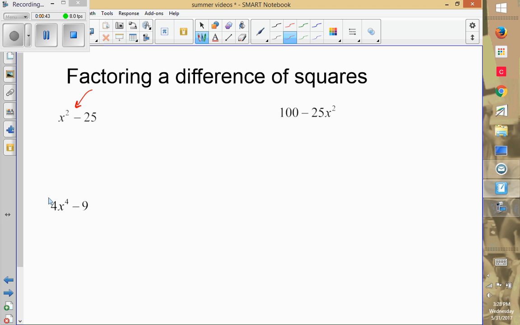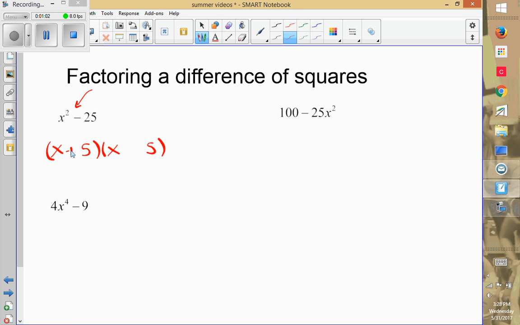So you need to have two things that are squares. X squared is a square and 25 is actually 5 squared. So there's really no trick to it. It's one step. What is x squared? X is x times x. And 25 is 5 squared. So I'm going to get that by 5 and 5.